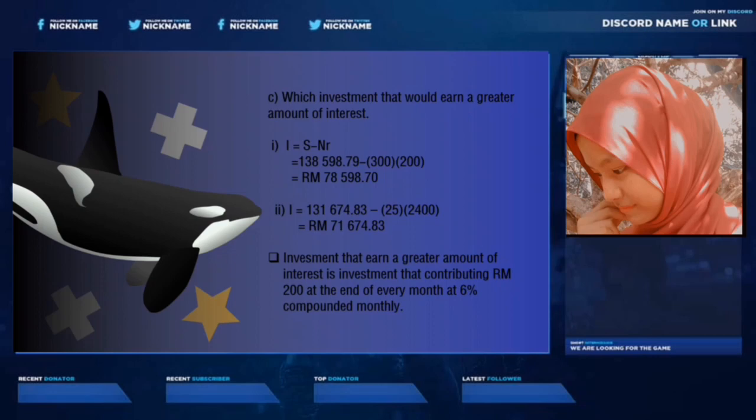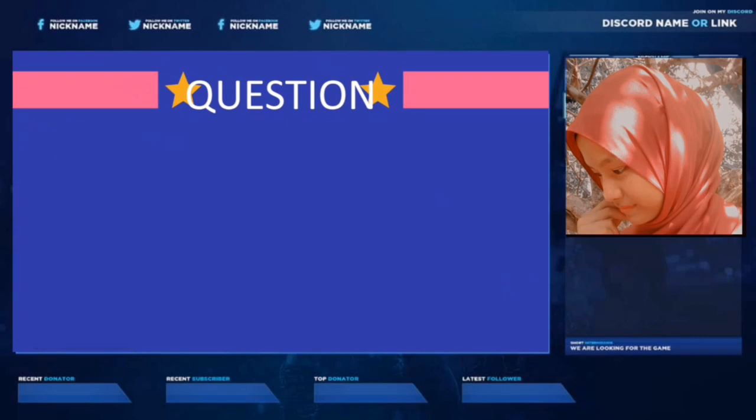The answer that we will get is 78,598 ringgit 70 cents. Second, for interest from contributing 2,400 ringgit at the end of every year for 25 years, we will get 71,674 ringgit 83 cents. From these two answers, we can conclude that the investment that earns a greater amount of interest is contributing 200 ringgit at the end of every month at 6% compounded monthly.